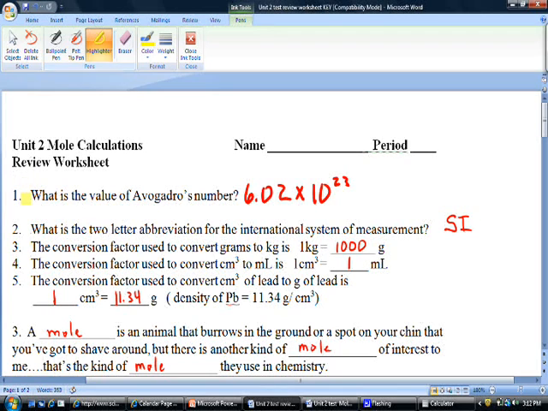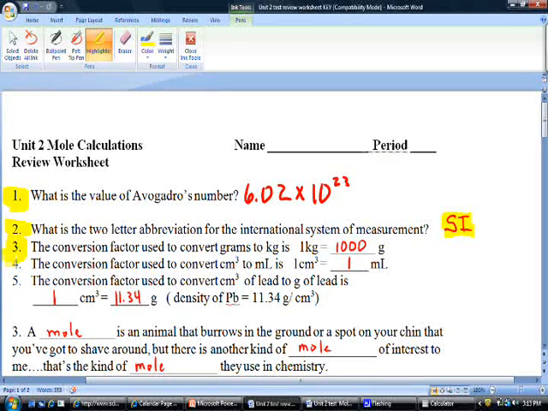Number one, of course, you know what Avogadro's number is, 6.02 times 10 to the 23. And you also know the two-letter abbreviation for the International System of Measurement, SI. You think of that as the measurement system that has prefixes like kilo and milli and centi, and base units like second, and of course the mole.